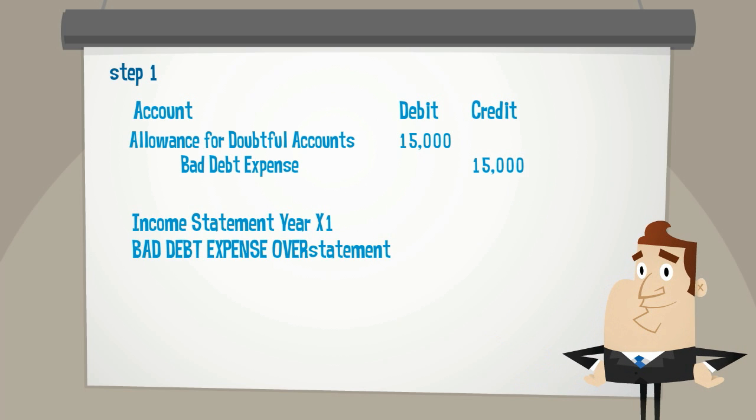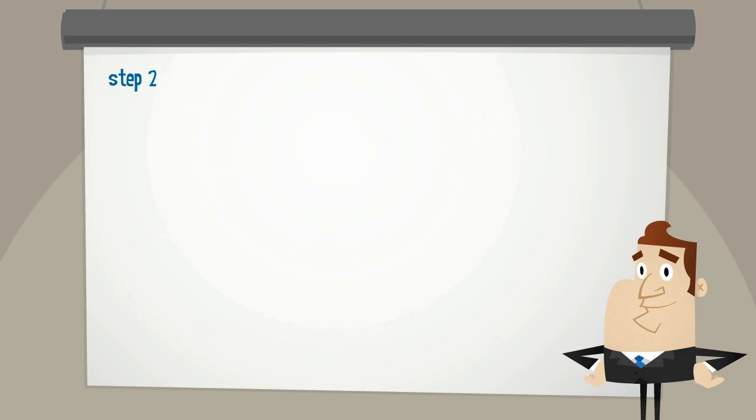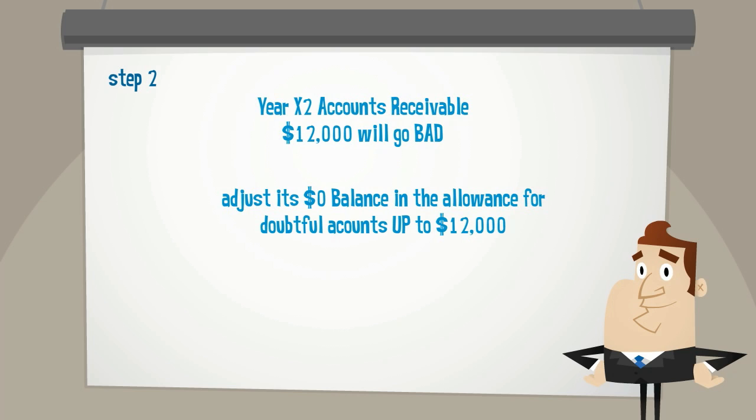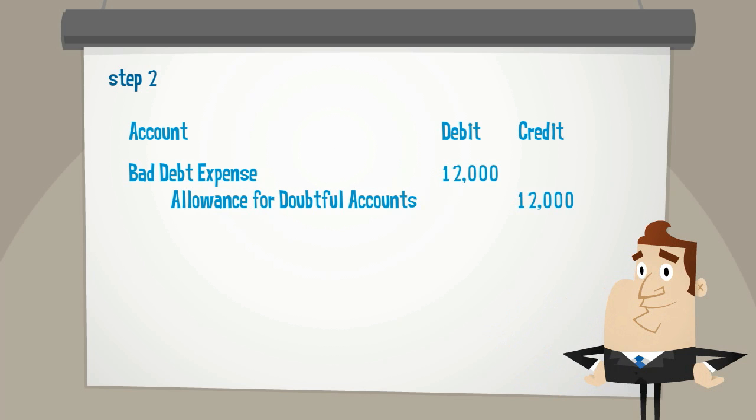So, year X1's overstatement of bad debt expense on its X1 income statement will get reversed on its year X2 income statement by understating bad debt expense by the same $15,000 amount, which also adjusts the allowance for doubtful accounts down to 0. Step 2. Next, management estimates that $12,000 of its year X2 accounts receivable will eventually go bad, so it needs to adjust its 0 balance in the allowance for doubtful accounts up to $12,000 as follows. Debit bad debt expense $12,000, credit allowance for doubtful accounts $12,000.